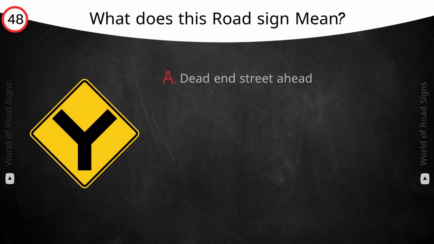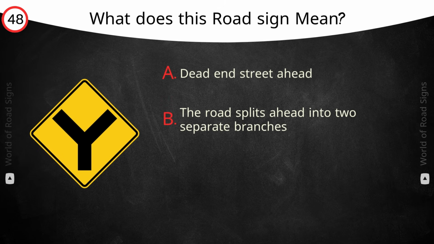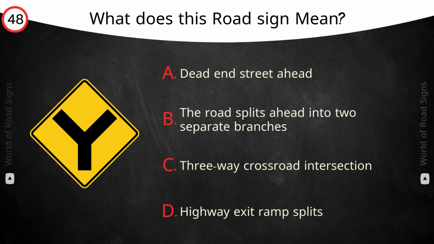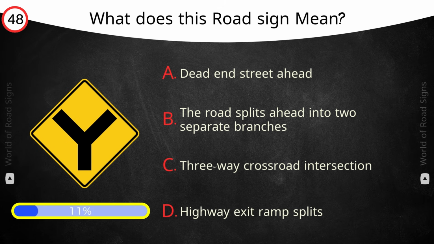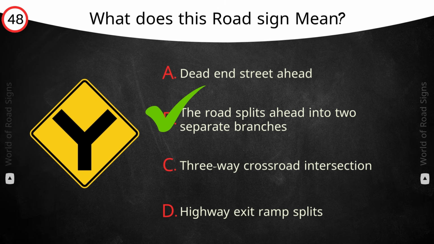Question 48. What does this traffic sign indicate? A. Dead-end street ahead. B. The road splits ahead into 2 separate branches. C. 3-way crossroad intersection. D. Highway exit ramp splits. The answer is option B. The road splits ahead into 2 separate branches.